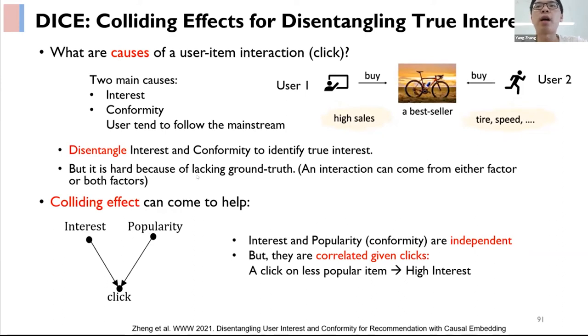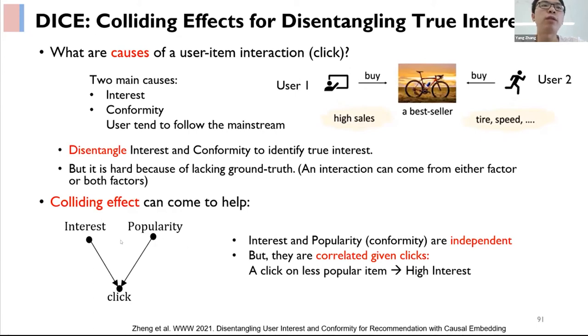But it is hard to achieve this goal since we lack the ground truth, which means we cannot know whether the sampling of an interaction is because of only interest, or only because of conformity, or because of both interest and conformity. This work tries to utilize the colliding effect to help achieve this goal. They draw the corresponding causal graph like this, in which popularity is used to represent conformity.